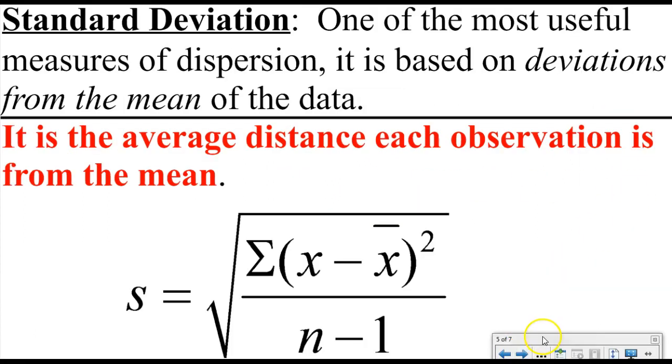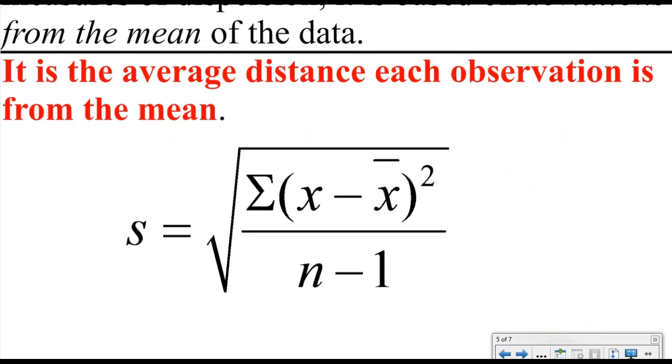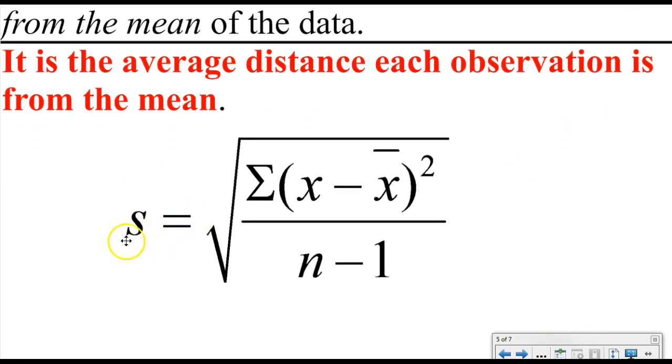So one of the most useful measures of dispersion is based on deviations from the mean. It is the average distance each observation is. So standard deviation is the square root of the sum of x minus the mean squared divided by n minus 1.